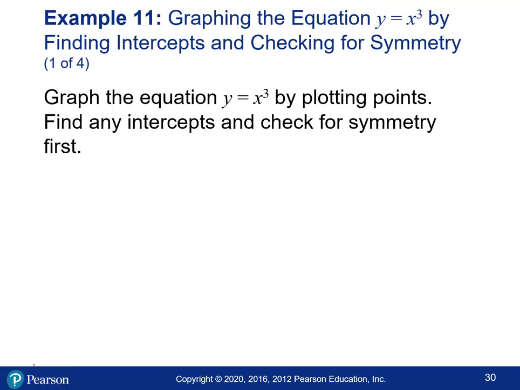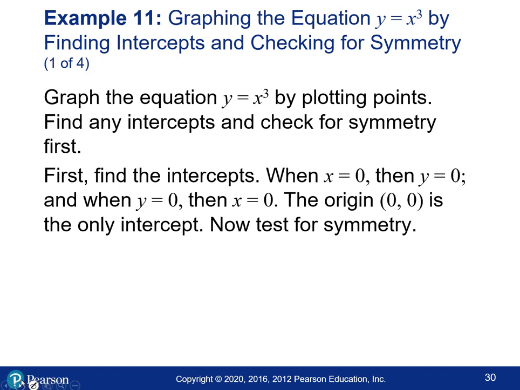Okay, so a couple more examples now. This time we're going to be graphing. Graph the equation y equals x cubed by finding the intercepts and checking for symmetry. We were working with intercepts last time, so we're going to first find those intercepts. Remember, you let x equal 0 to find the y-intercept, and you let y equal 0 to find the x-intercept. In both cases, when I plug in a 0 for x, y is 0. When I plug in 0 for y, x is 0. So the only intercept is (0, 0).